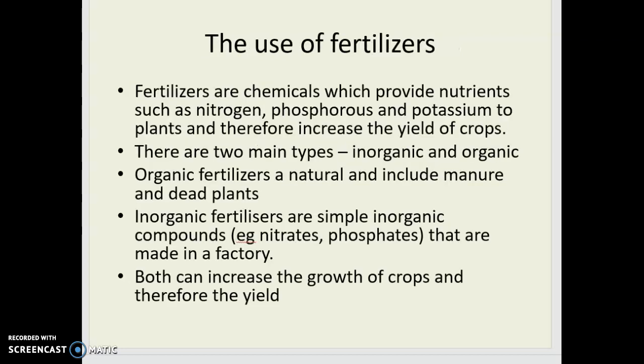yield. So fertilizers come in two different types. You've got your inorganic ones, which contain compounds such as nitrates, phosphates. Remember, you had your NPK from last year when you're looking at plants. So your nitrogen, your phosphorus, your potassium, they're going to help the plants grow. But you can also have organic ones, which will be like manure, dead plants that will get put onto fields. So they're providing it to help the plants grow very, very well, and they increase the growth of crops and therefore the yield. So that's one thing to be doing.